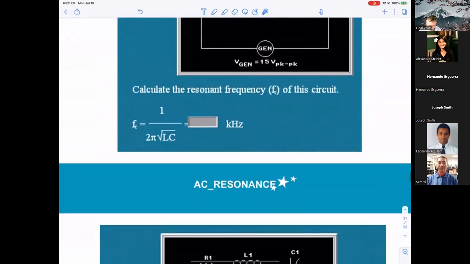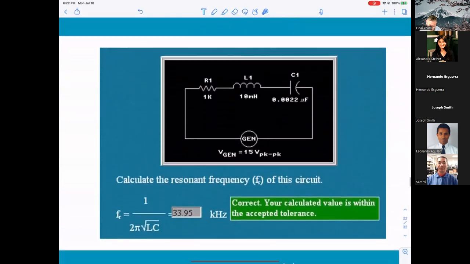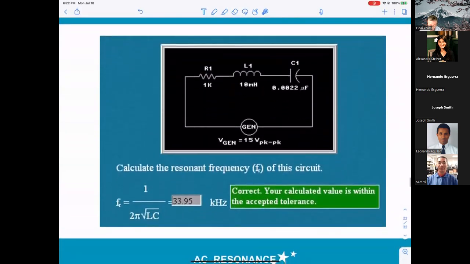Okay, calculate the resonant frequency of this circuit, okay? And you're supposed to do the calculation. And the answer will be 33.95 kilohertz. We're not going to repeat doing the calculation, okay?